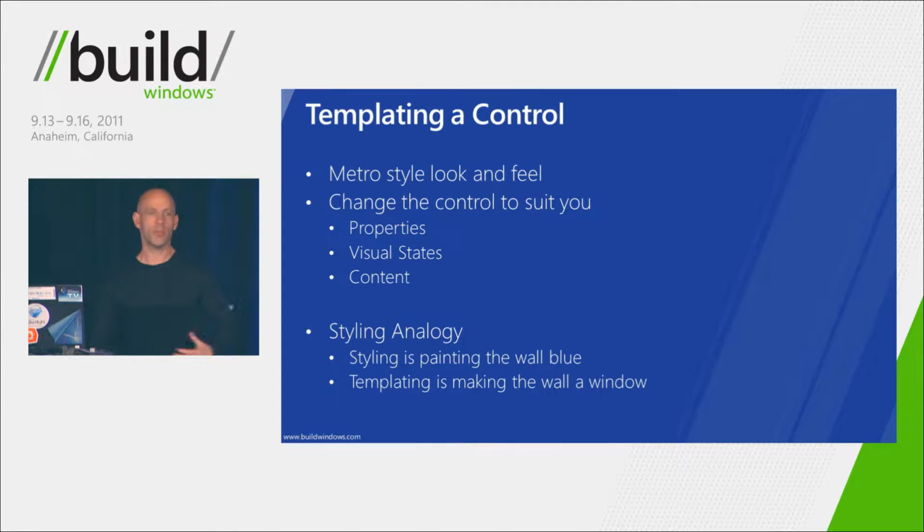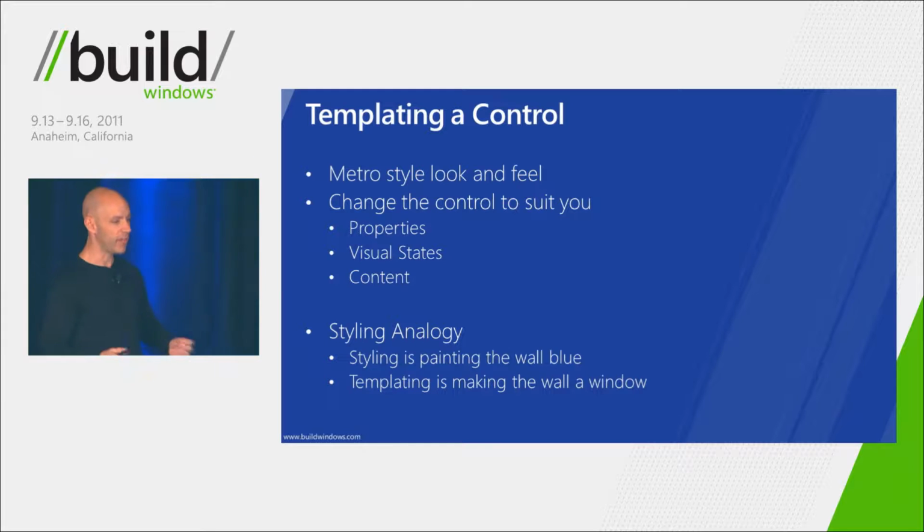So you want to keep with the Metro style look and feel, but you might want to change other aspects to let your brand come through in this. So you can do this through the properties, which we just showed through some of the styles, or templates or visual states. So the templates are kind of like the content. What's your button going to look like? What's your list box?